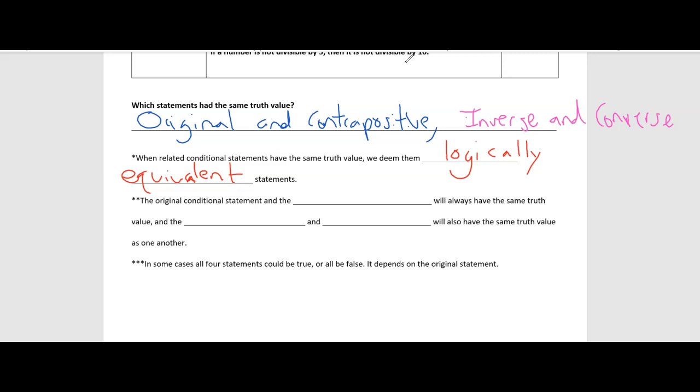The original statement and the contrapositive will always have the same truth value. Notice that this does not mean that they will always both be true. They could also always both be false. They're just going to have the same truth value. So if one's true, the other one's true. If one's false, the other one's false. And the converse and the inverse will always have the same truth value as well.